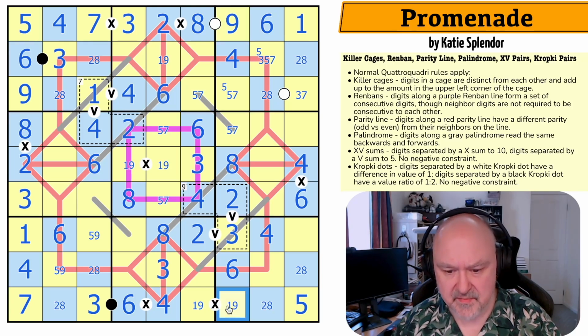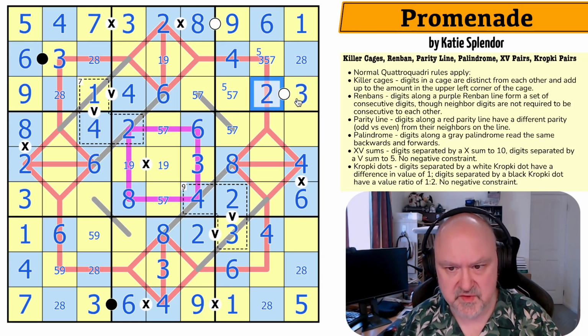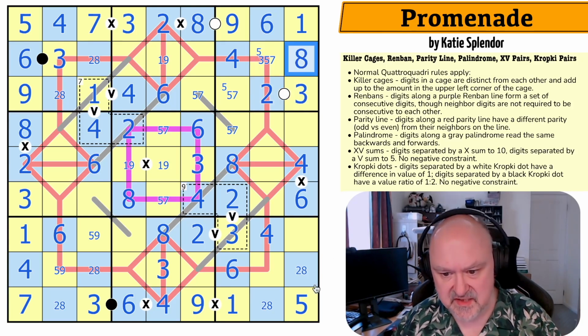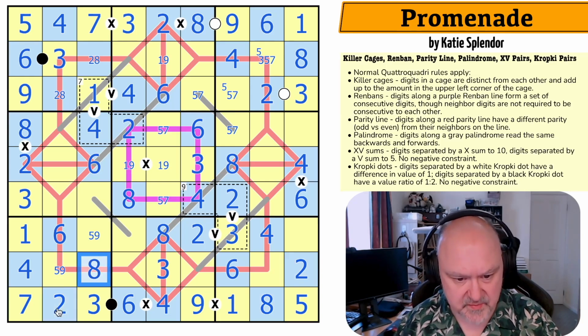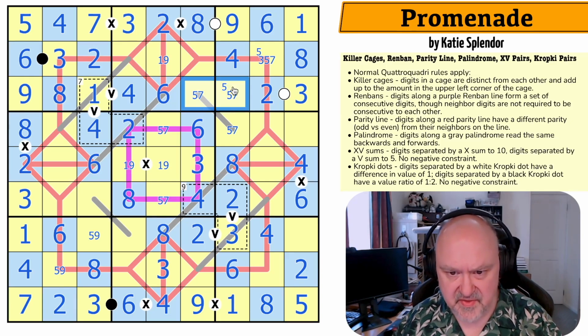The 9 looks down, making this the 1, which makes that the 9. But the 5, 7 looks across, making this the 3, which makes this the 2, which makes this the 8, which looks down, making that the 2, which makes that the 8, which looks across, making that the 2, which makes that the 8, which looks up, making that the 2, which makes that the 8. These are the 5, 7s.